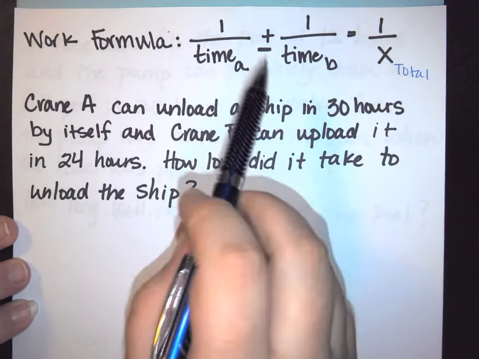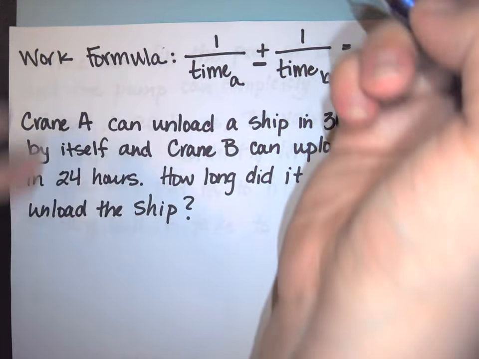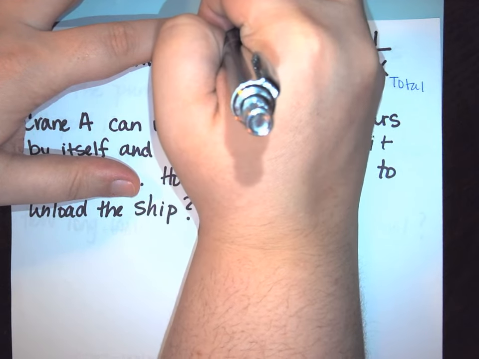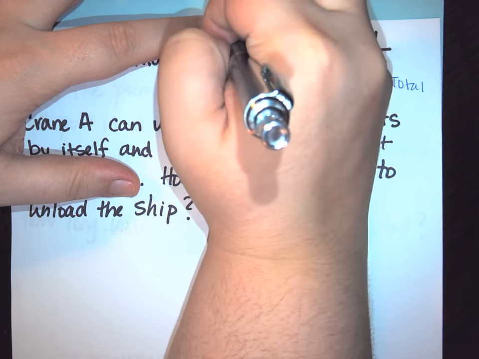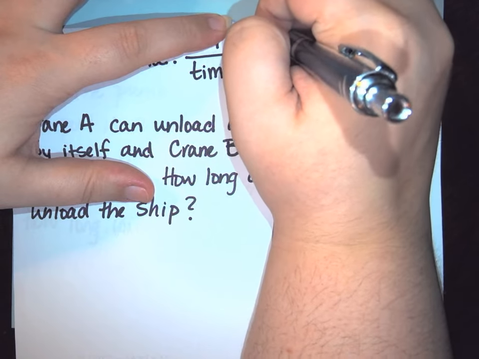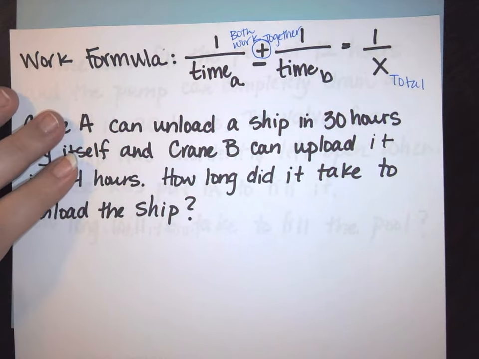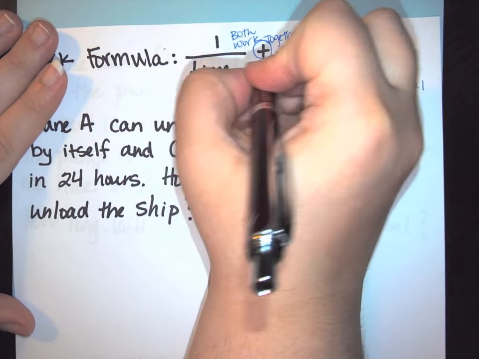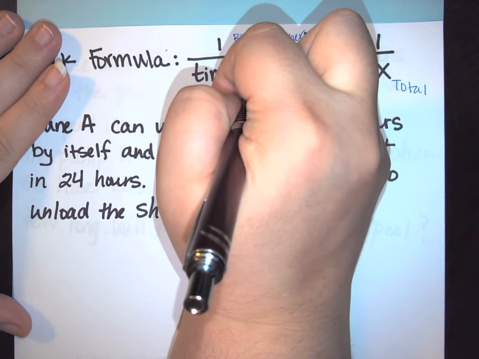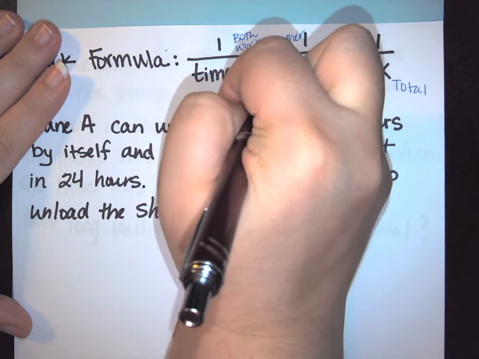Okay, so you would use plus if you are working together. So your plus sign here would be if you are both working together. Now, the negative sign down here would be essentially if you are working against each other.